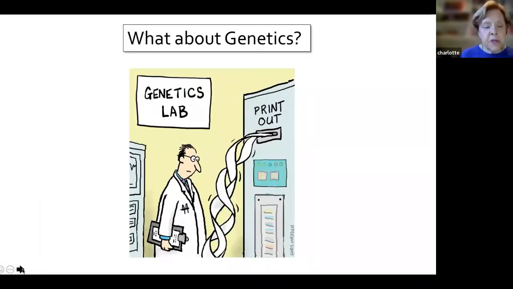So what about genetics? We talk about genetics. These are filed under genetic diseases. But then you think, okay, fine. If you tell me that's genetics, can you give me a clue? What is that all about?